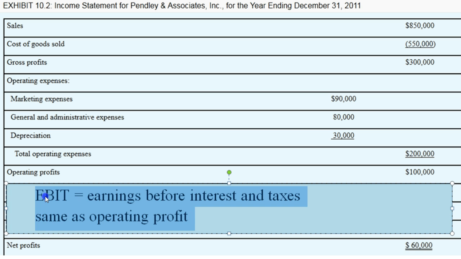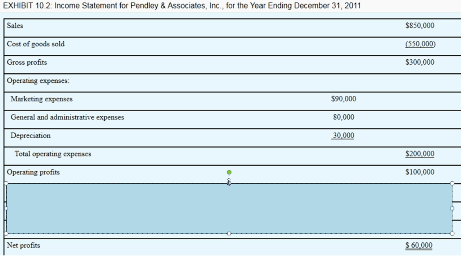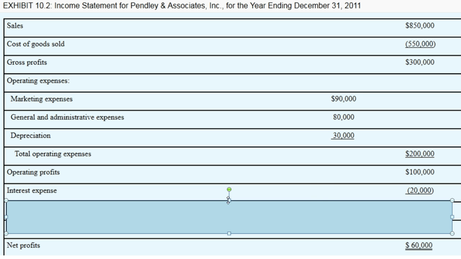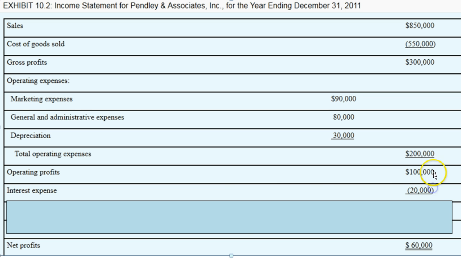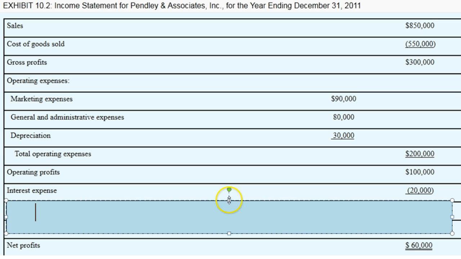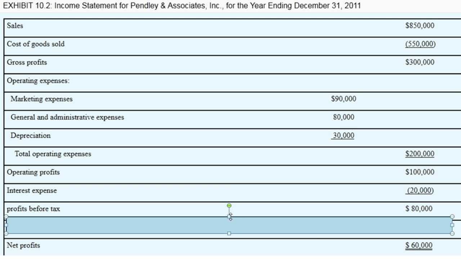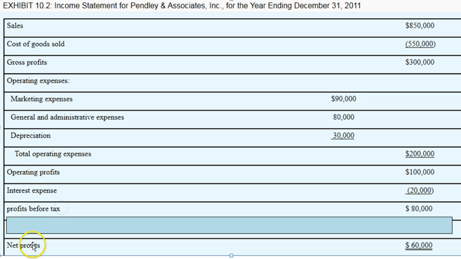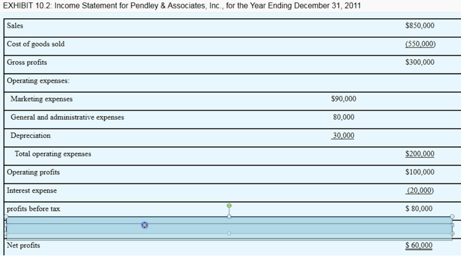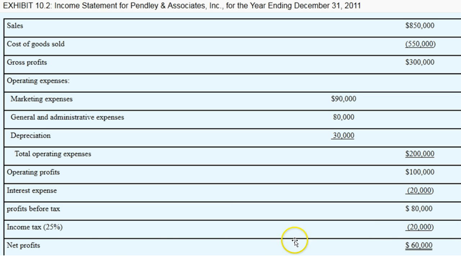Our next step is to take operating profit, or earnings before interest and tax, and subtract off our interest expenses, which will be from loans or bonds that we have out. When we do that, we're left with profit before tax. We've now taken care of all of our expenses except taxes, and we call that profit before tax, or earnings before tax. Subtracting off the income tax, we are left with net profit, profit after all of the expenses that we've talked about have been taken care of.